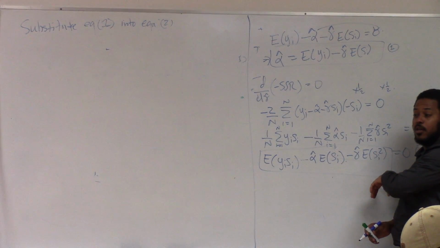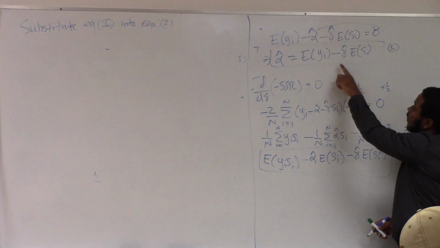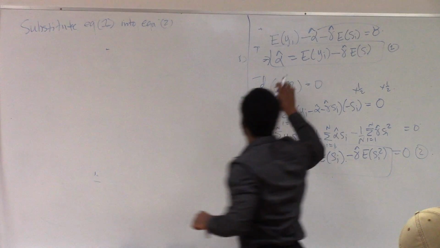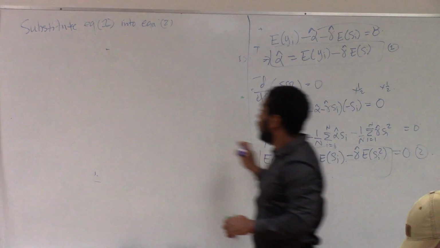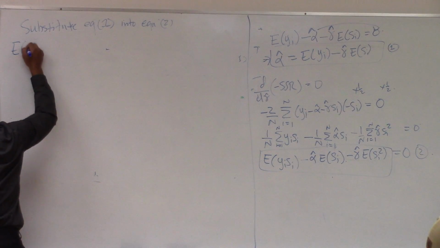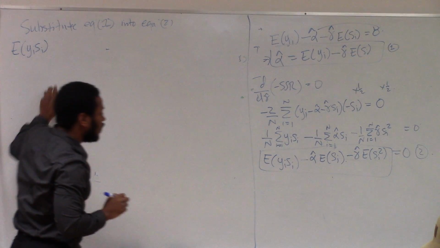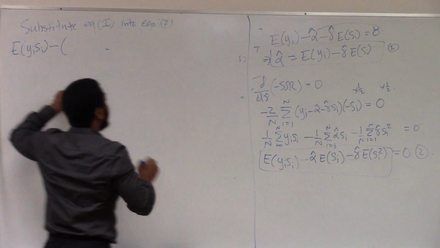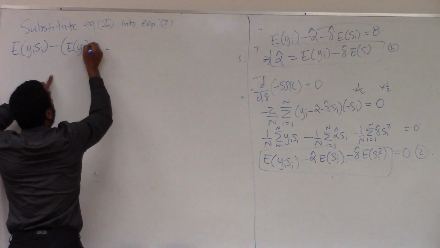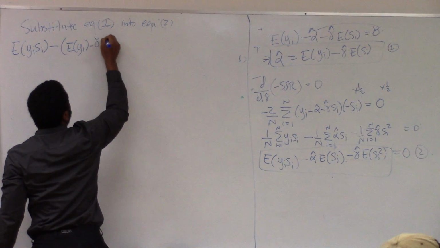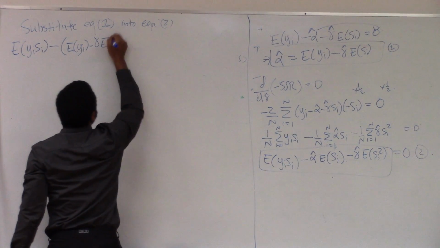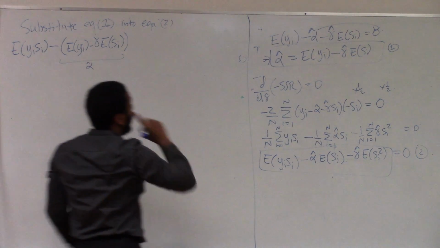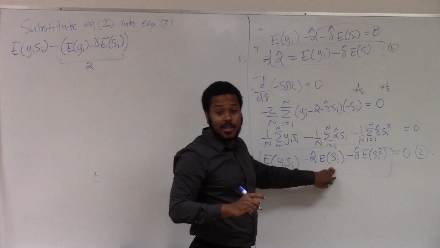Everyone understands that? The two unknowns are the gamma hat and the alpha hat. So when we substitute 1 into 2, we're going to substitute this value of alpha into this equation here. What we're going to end up with is the expected value of yi si minus alpha, and alpha, remember, is this quantity here. So it's going to be minus the expected value of yi minus gamma times the expected value of si. So this term here is just alpha, and then we're multiplying this by the expected value of si here.